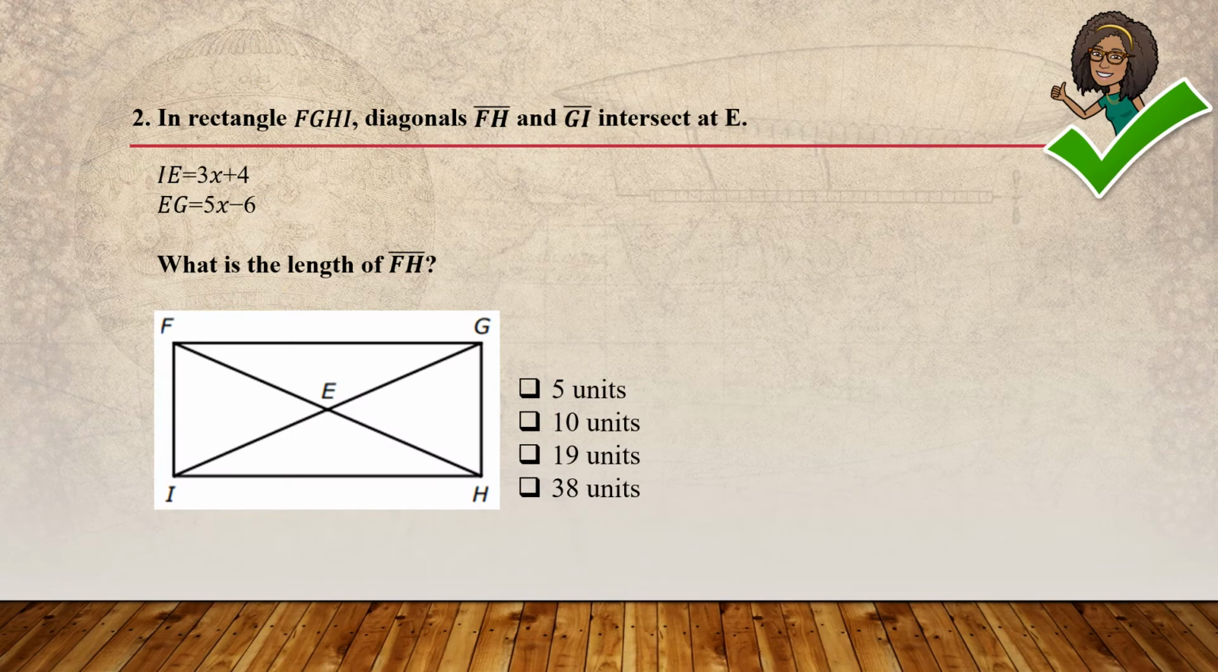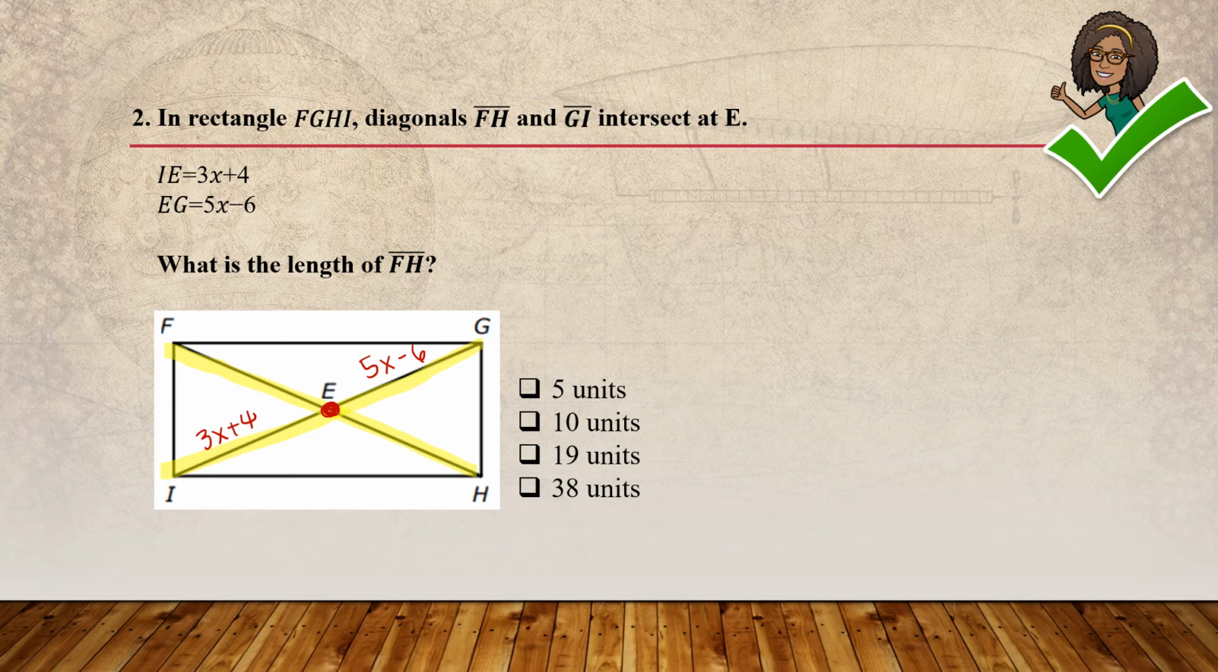All right, so let's look at number 2. So number 2, they give us a rectangle, and they tell us that diagonals FH and GI intersect at E. And they give us some information about each of these segments. And we know that from I to E represents 3x plus 4, and from E to G represents 5x minus 6. They want us to find the length of FH, this full length right here.